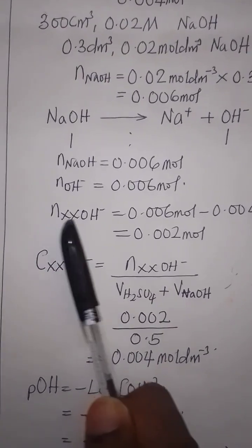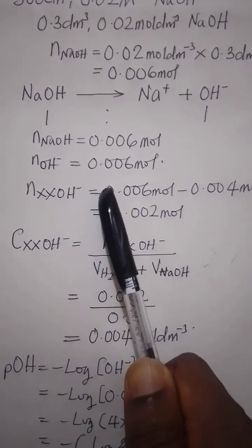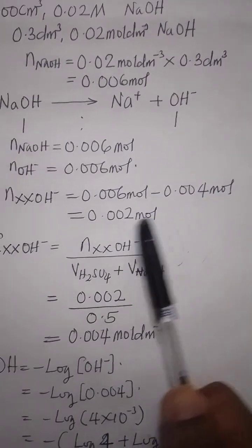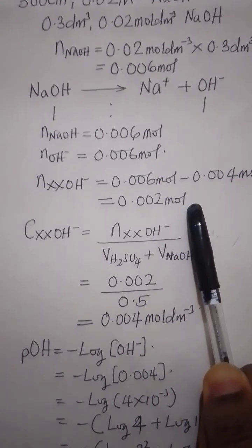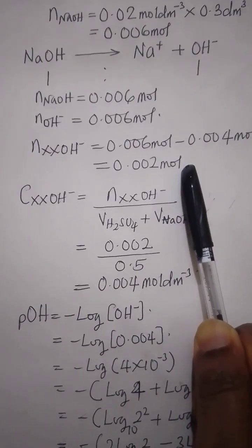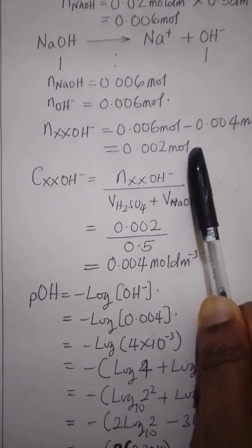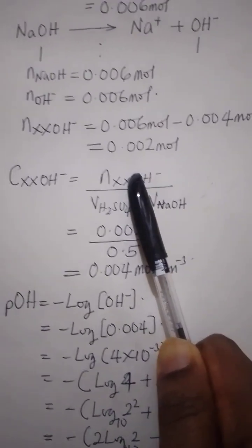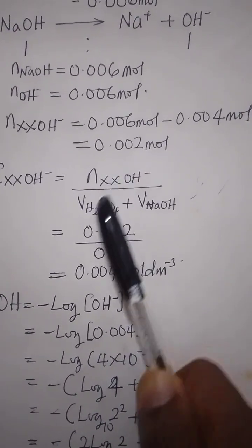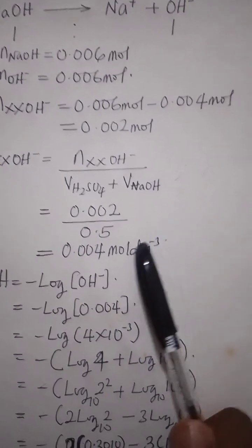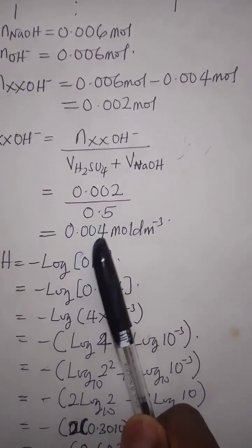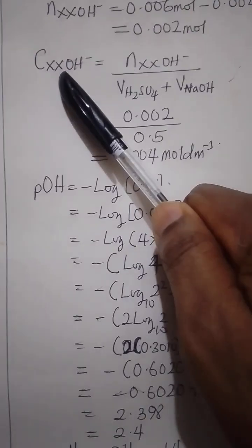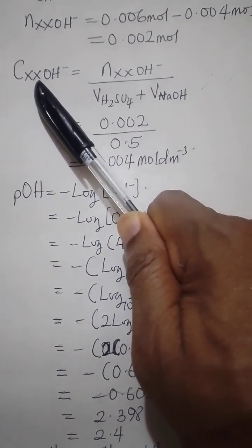So the number of mole of the excess hydroxyl ion will be 0.006 minus 0.004. That will give us 0.002. We'll now convert this mole of the excess hydroxyl ion to concentration. Don't forget, concentration is mole over volume. So that will give us number of mole of the excess hydroxyl ion over the total volume of the acid and the base. And eventually that will give us 0.004 mole per dm cube. Don't forget that the concentration we're talking about here is not of H plus but of OH minus.